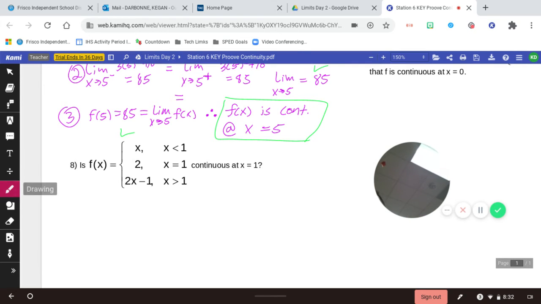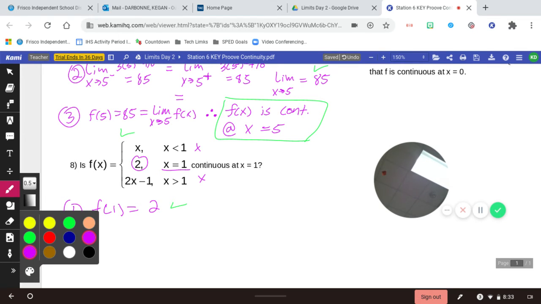So first and foremost, we need to do step 1. I want to know what f of 1 is equal to. Well, because it's piecewise, I have to look at which function includes 1 in the domain. So not this one, yes, and then not that one. So when I plug in 1, what function do I use? Well, it's just equal to 2, because that's the whole function. Okay, so f of 1 is equal to 2.